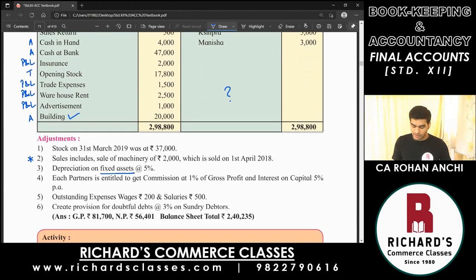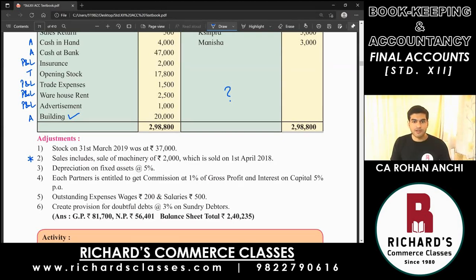Then point number 4, we have seen in the previous class. Repetition. Have a look. Each partner is entitled to get commission at 1% of gross profit and interest on capital at the rate of 5% per annum. Both of these are incomes of the partners, but expenditure for the business, and it will affect our current account. Both these adjustments we have done earlier. Today we get a chance to do it again.